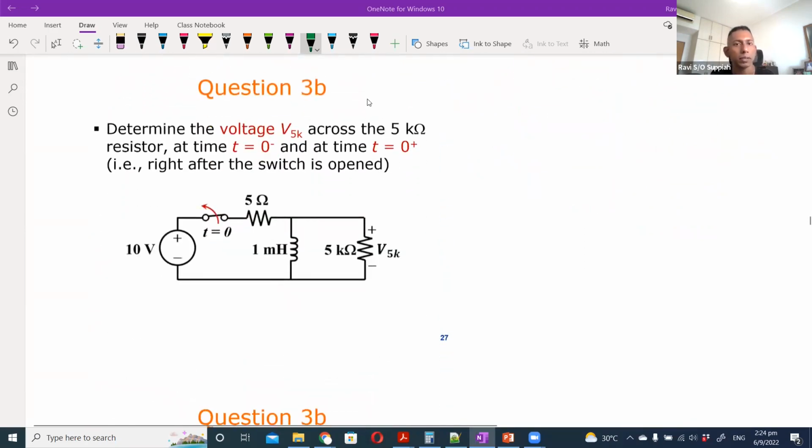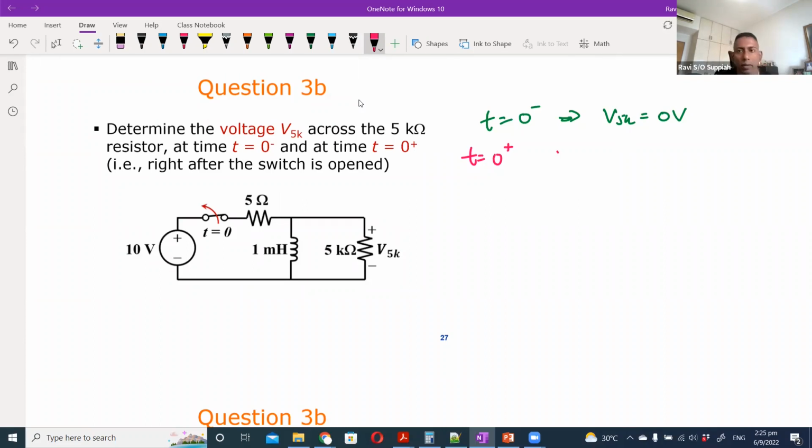Okay, so for part B, determine the voltage across the 5 kΩ resistor at time t equals 0 minus and time t equals 0 plus. At time t equals 0 minus, we know that the inductor is already a short circuit. Since it is a short circuit, voltage across any short circuit path will always be 0 volt. Now how about at time t equals 0 plus? What is the voltage across the 5K?